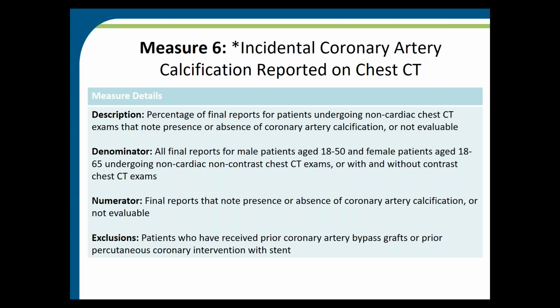The next QCDR measure is incidental coronary artery calcification reported on chest CT. So this is the percentage of final reports for patients undergoing non-cardiac chest CT that note the presence or absence of coronary artery calcification. So for this measure, we need to know there's 2 different age ranges. For male patients, it's 18 to 50. For female, it's 18 to 65. We need to know if it was a non-cardiac, non-contrast chest CT or a with and without contrast chest CT. And then we need to know for the numerator if that final report included a note of the presence or absence of coronary artery calcification.